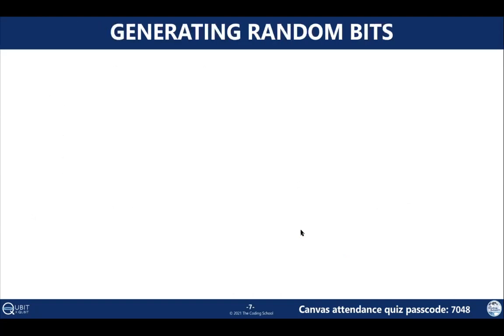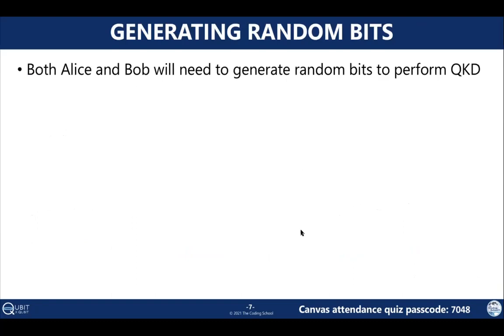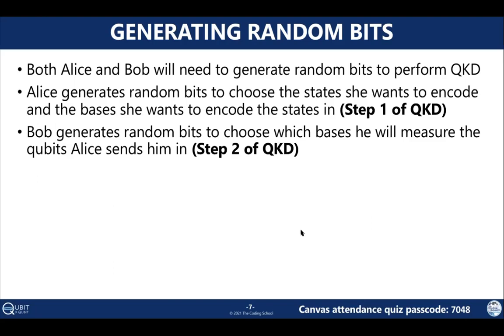Okay, so the first step is to generate random bits. We need both Alice and Bob to be able to generate these random bits to perform our quantum key distribution protocol. We don't want to just create the same key every time, so we need some random bits. First, Alice creates random bits to choose the states she wants to encode, and additionally, she needs to choose the bases she wants to encode the states in. We're going to be using the standard bases that we've used in the course, which are just the Z basis, or the energy basis, and then the plus-minus basis.